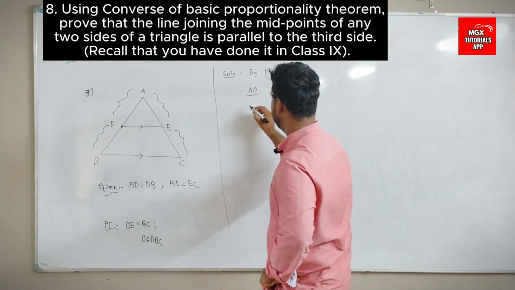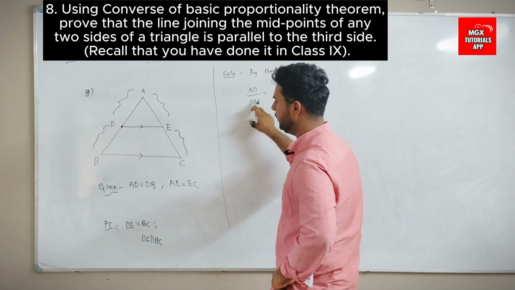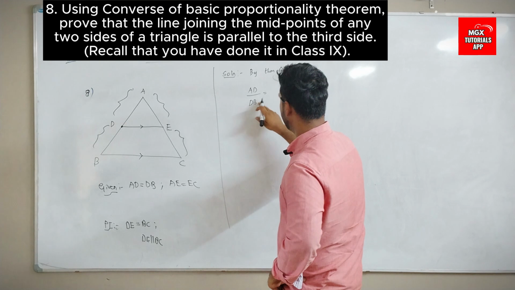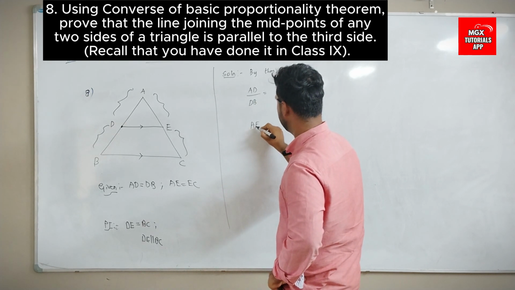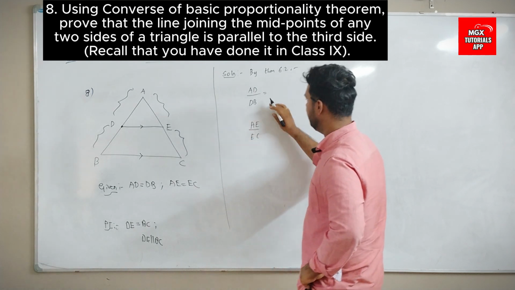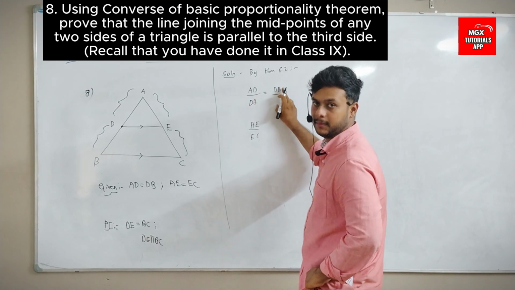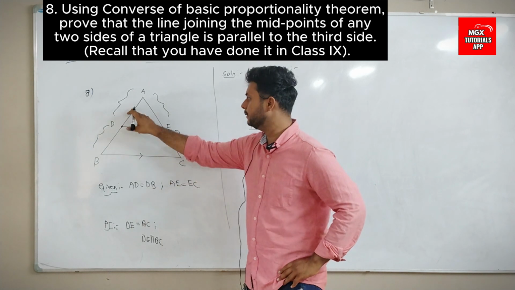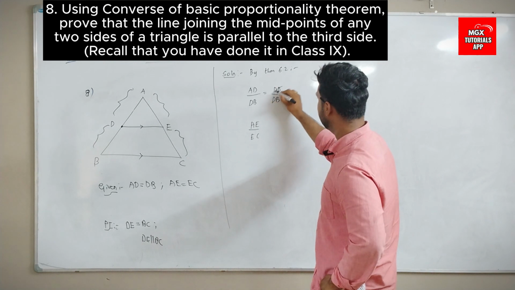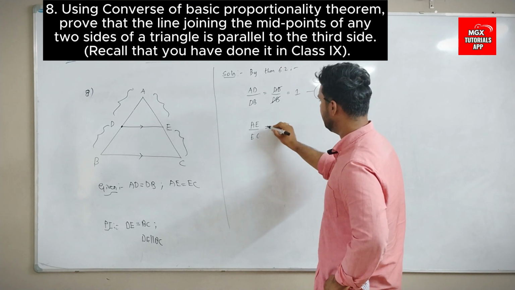Okay, AD by DB will be equal to AE by AC. One by one I will take. AD by DB first I will take, then I will take AE by AC. Now can I take AD as DB? AD is equal to DB, given. Both are 5 cm, 5 cm. Both will be same. DB by DB, if we cancel, we get 1. Equation 1.